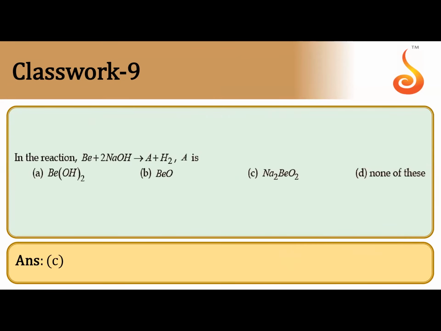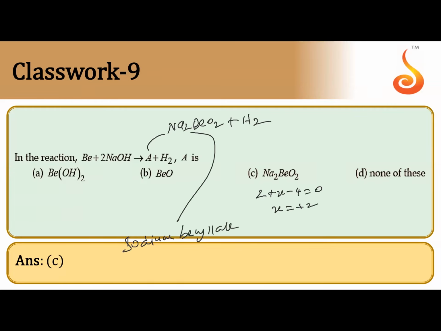Kindly go through it. Beryllium, when reacting with sodium hydroxide, will give you Na2BeO2 plus H2. So 2 plus x minus 4 is equal to 0, x equals plus 2. What is the name of this compound? Sodium berylate 2 is the name of this compound.